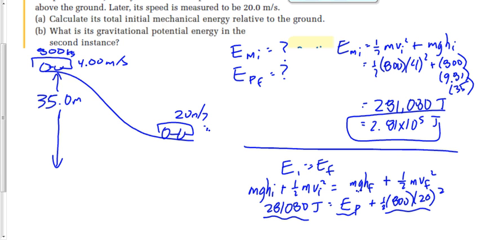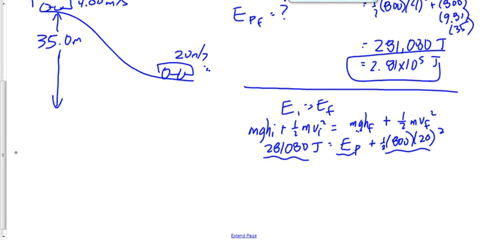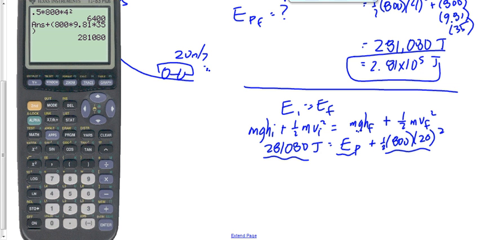I want to find the final potential. You see, for this question, it becomes a lot more difficult to use VF squared is equal to VI squared plus 2AD, even though ultimately it's the same thing. Let's calculate 0.5 times 800 times 20 squared. Let's say 281,080. Subtract that value. Gives me 121,080.